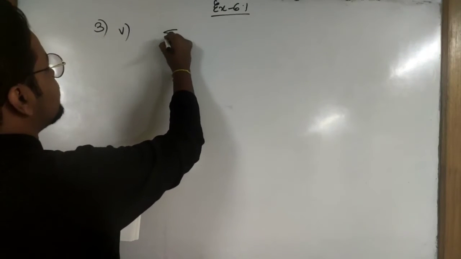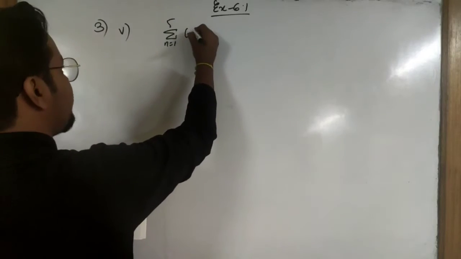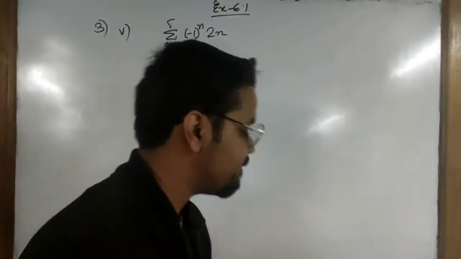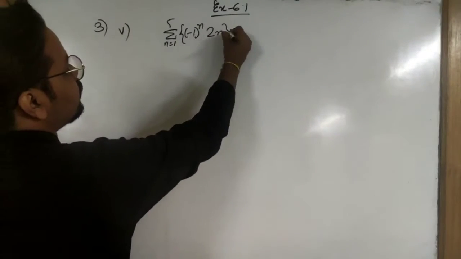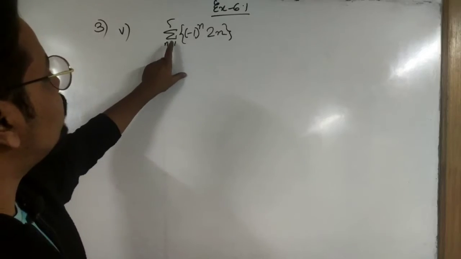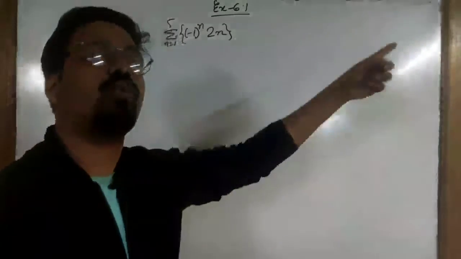It is given summation of n equal to 1 to 5, (-1) to the power n into 2n. This is what we need to find. So what does this mean? Summation, as I have told you, means sum. So we will put the values of n as 1, 2, 3, 4 and 5. We will get 5 terms and we will add all of those.